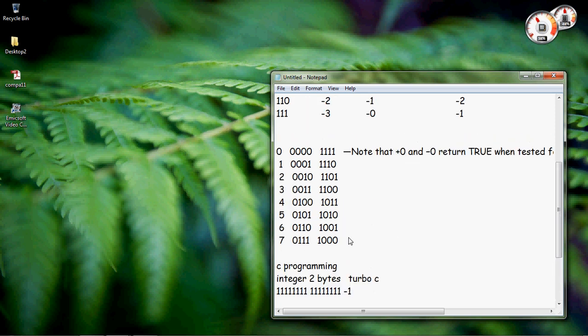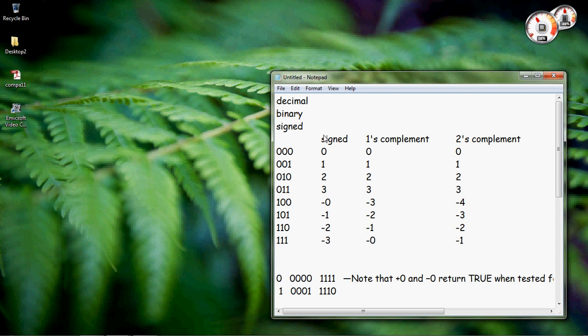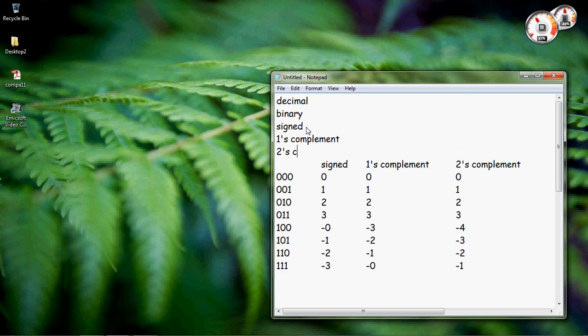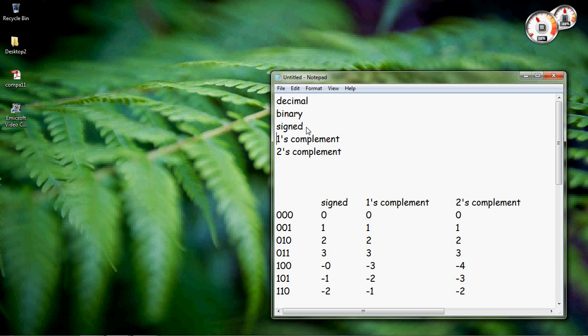So this is the lecture for decimal, binary, sign, ones complement and twos complement. So this is the lecture for these things. Now in the further lecture I will explain more things for you.